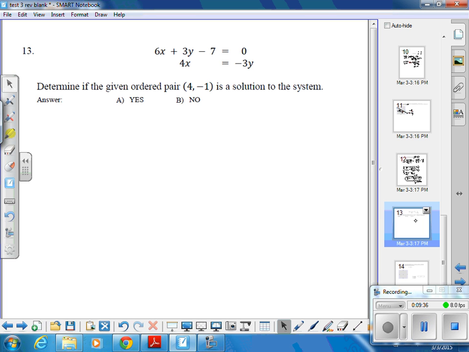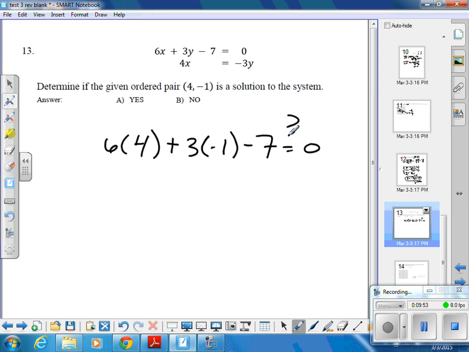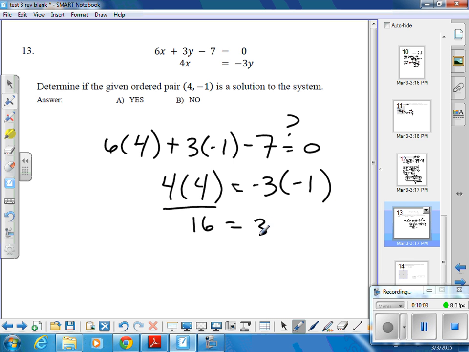Now, this next one is asking, determine if this ordered pair is a solution to the system. How do you do that? Plug it in. 6 times 4 plus 3 times negative 1 minus 7 equals 0. You need to see, does this work? You also need to test the second one. Even if it works for the first one, it doesn't mean it always works for the second one. So I get 4 times 4 equals negative 3, negative 1. Hey, this is 16. This is 3. That's not going to happen. So this is definitely not a solution.